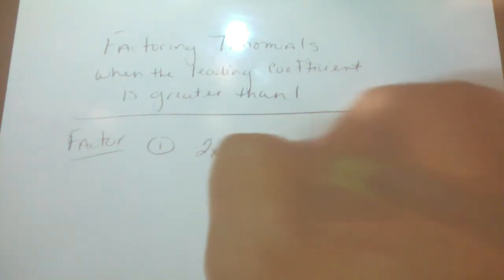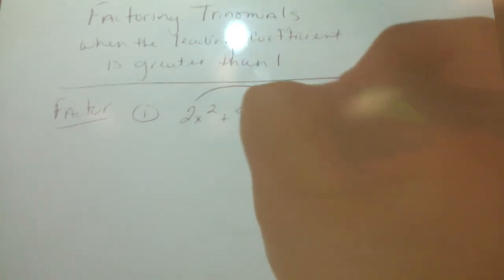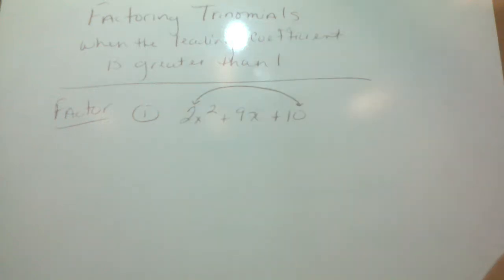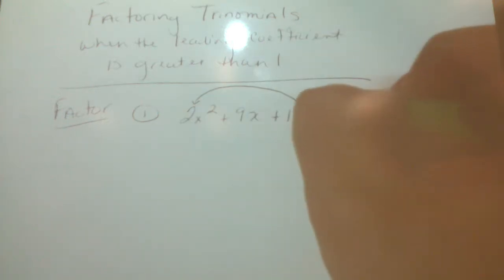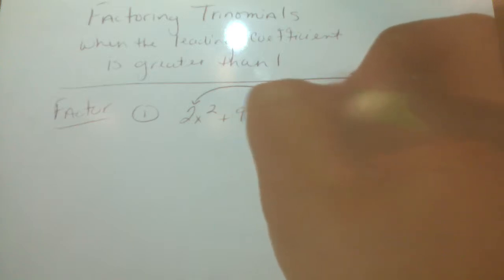The directions will say factor. I've got 2x squared plus 9x plus 10. First thing you're looking for is a GCF. I don't see a GCF. So you're going to take this number and multiply it to this number. So 2 times 10 is 20. We're going to put the word multiply here.